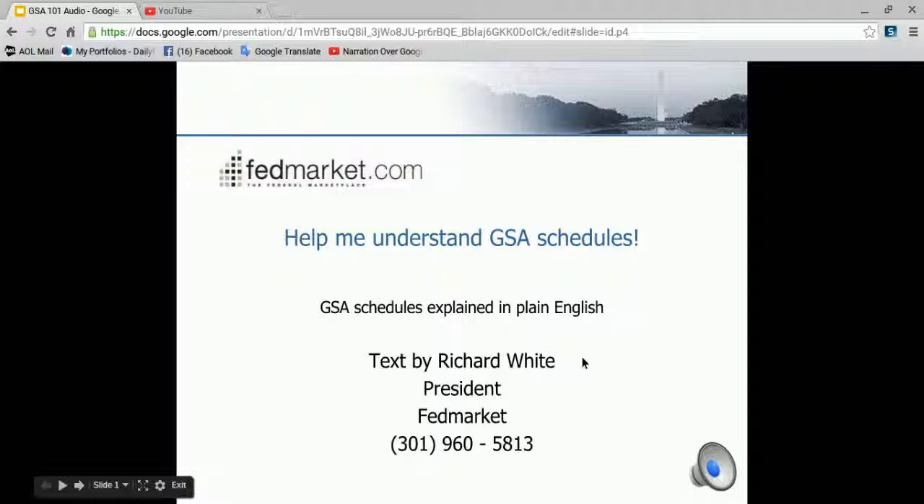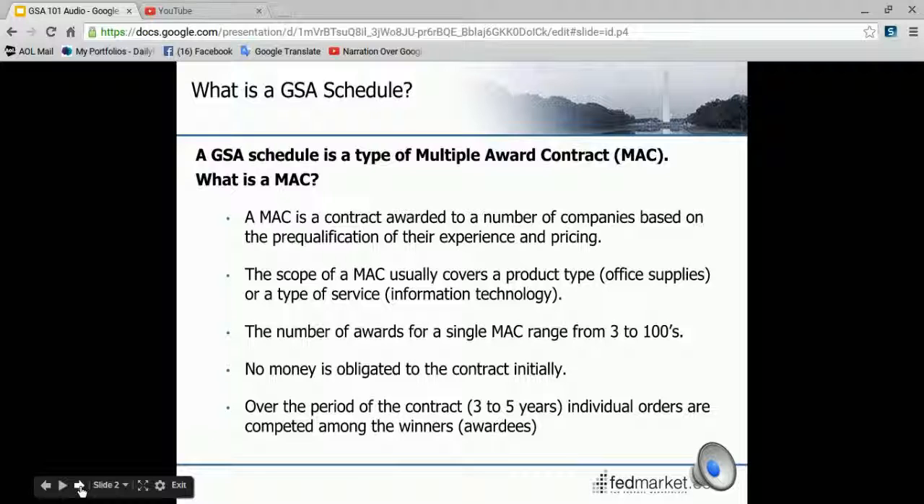Welcome. To help me understand GSA schedules. GSA schedules explained in plain English. What exactly is a GSA schedule?